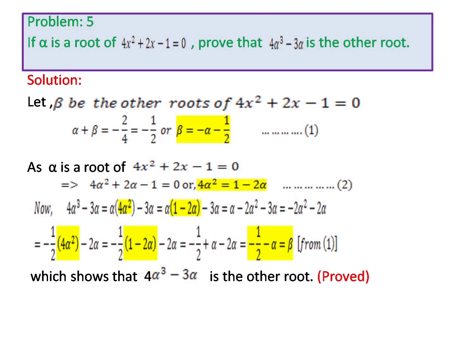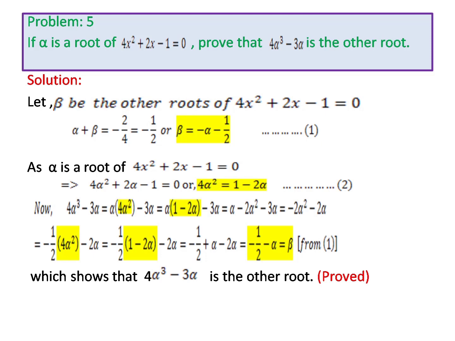Now come to problem 5. If alpha is a root of 4x square plus 2x minus 1 equals 0, prove that 4 alpha cube minus 3 alpha is the other root. Solution. We have to find the other root, so we take beta to be the other root of 4x square plus 2x minus 1 equals 0.